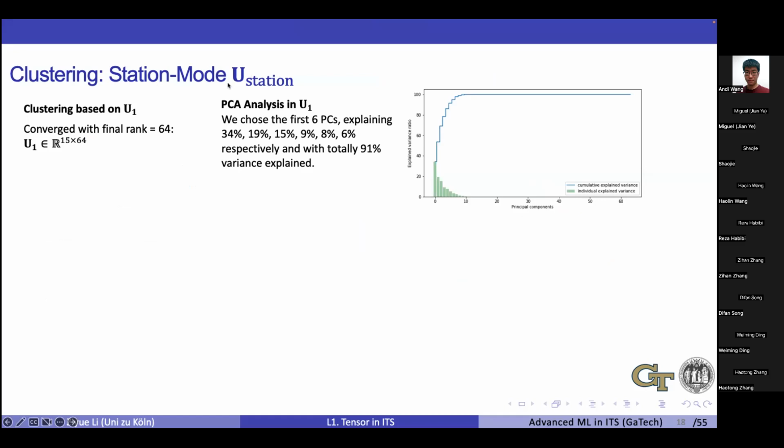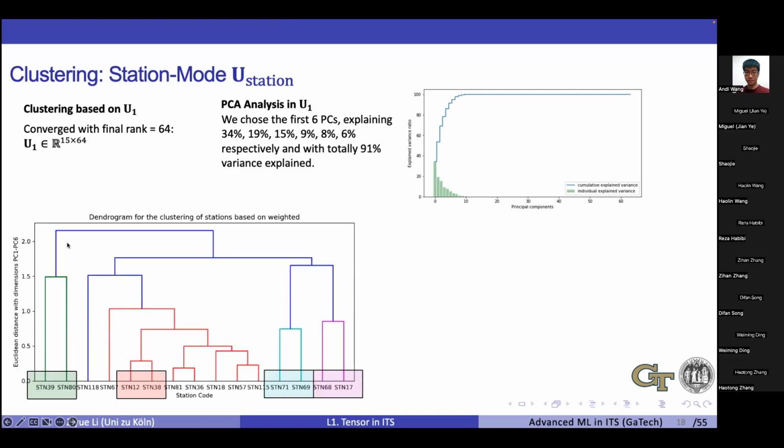For example, we do PCA analysis to decompose this station mode matrix, and we choose the top 6 components to represent it. Then we use the typical hierarchical clustering method to cluster different stations just using this station matrix. And we can get some really interesting station clusters.